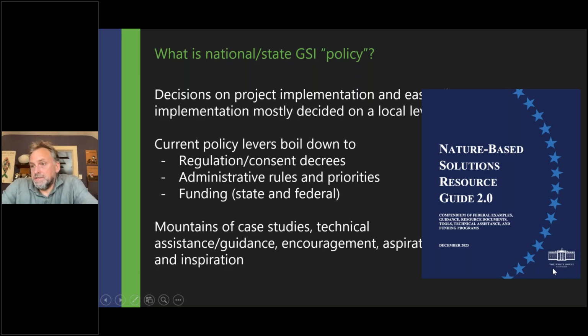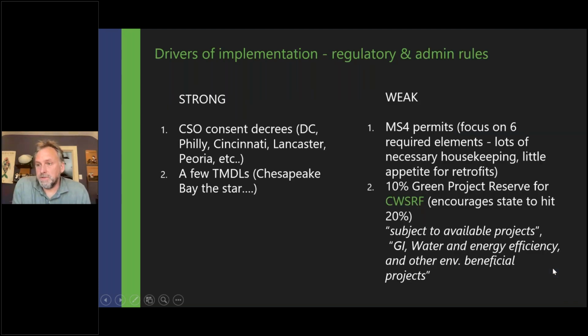Administrative rules and priorities have had some impact, and of course, funding is a huge driver. The strength and the specificity of the requirements tied to funding have big impact upon whether GSI is prioritized and ultimately funded. And I'm going to circle back on this last point at the end of the talk.